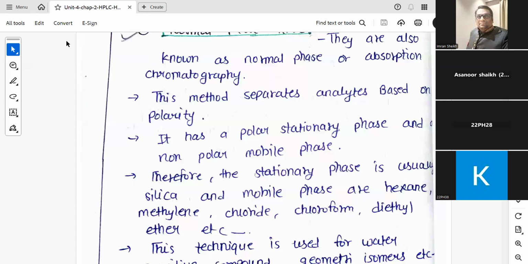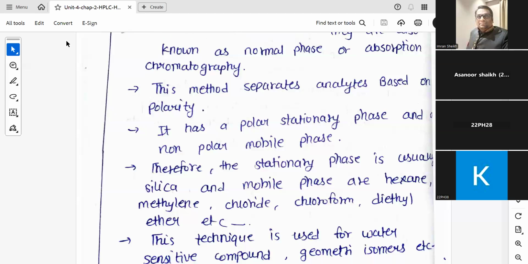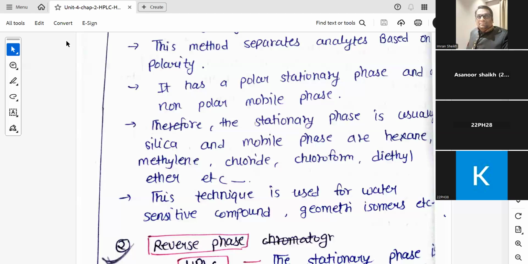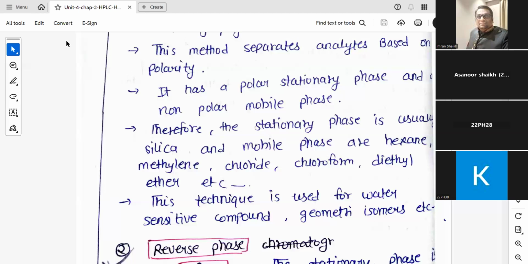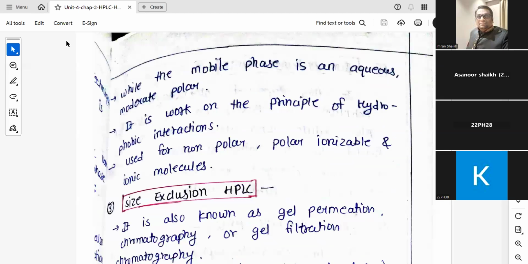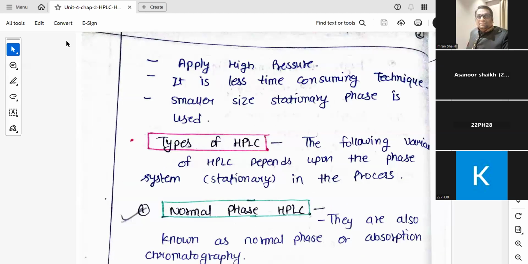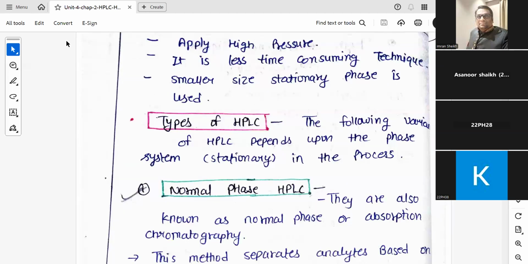Now it has a polar stationary phase and a non-polar mobile phase. So you have to keep in mind that in normal phase chromatography, the stationary phase should be polar and the mobile phase should be non-polar in nature. Okay, are you getting what I am saying?